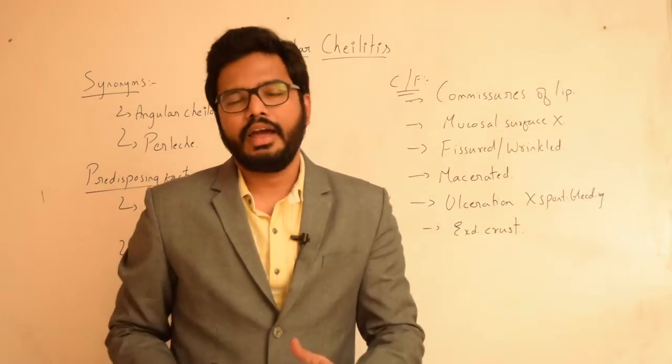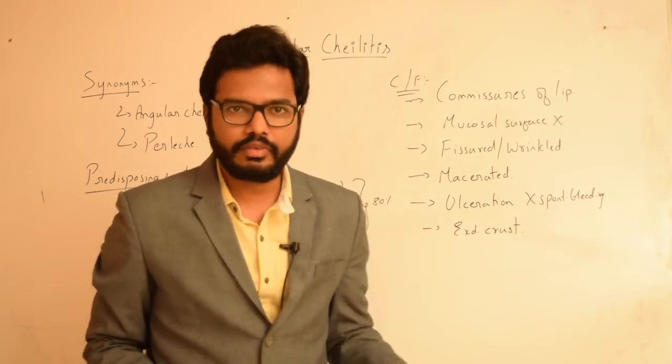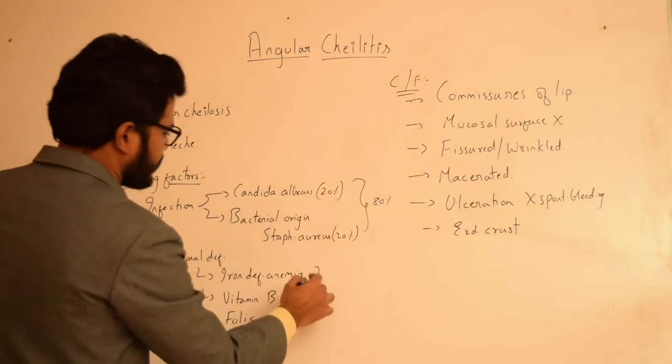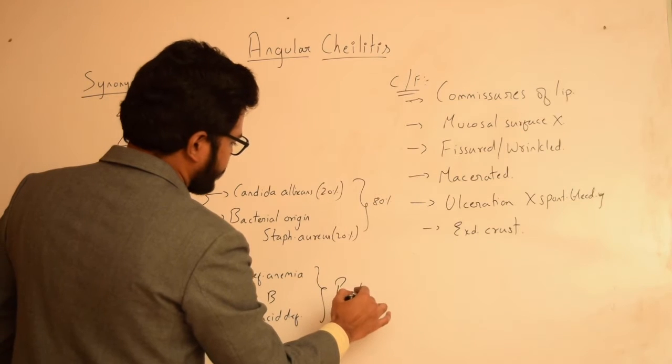When this angular cheilitis is associated with nutritional deficiencies such as iron deficiency anemia, vitamin B or folic acid deficiency, it is called perlèche.